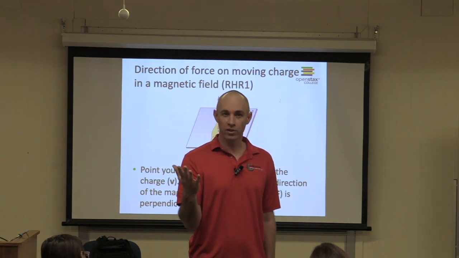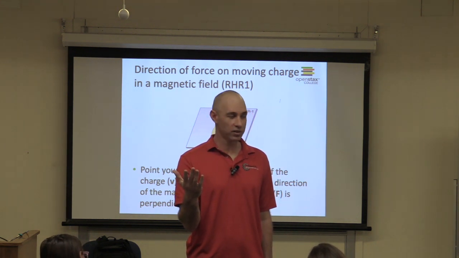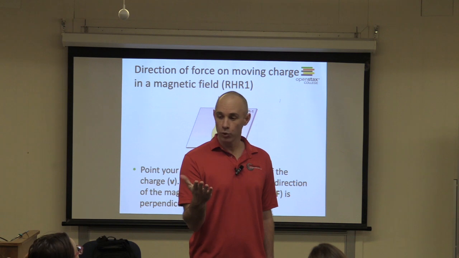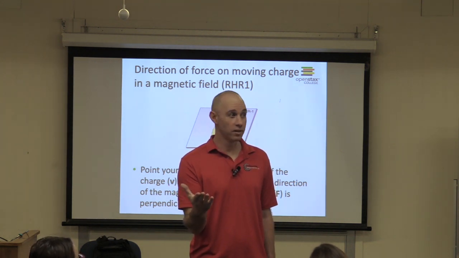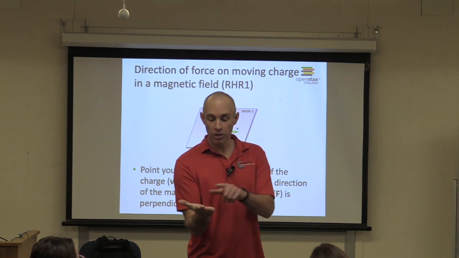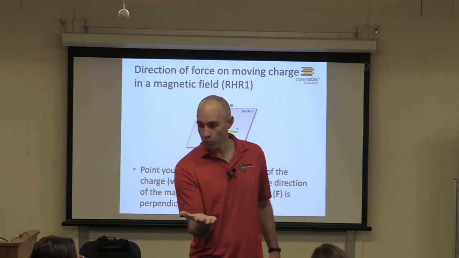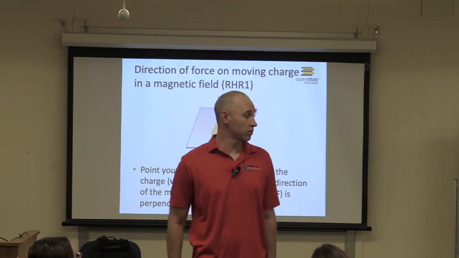Take your right hand. You point your fingers in the direction of the B field vector, the magnetic field. You take your thumb and point it in the direction of the moving charge, in the direction of the velocity. You take your palm, and whatever way your palm would push, that's the direction the force is going to feel.